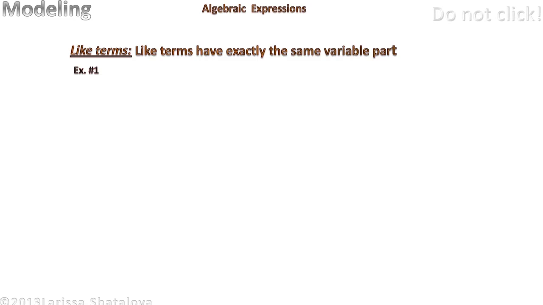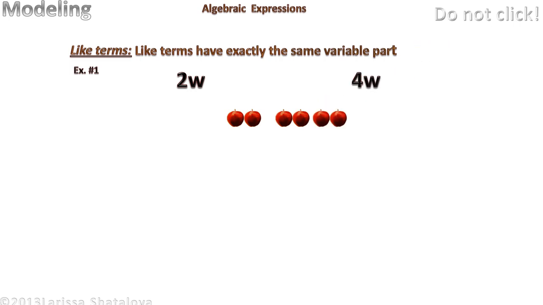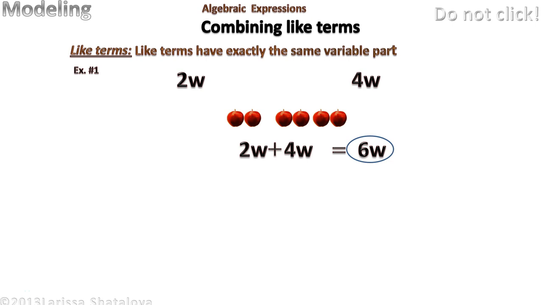And the last example for modeling. If we have two apples, we can show them as 2W, and if we have four apples, we can show them as 4W. If you combine them together, we will have 6 apples, or we will have 6W.